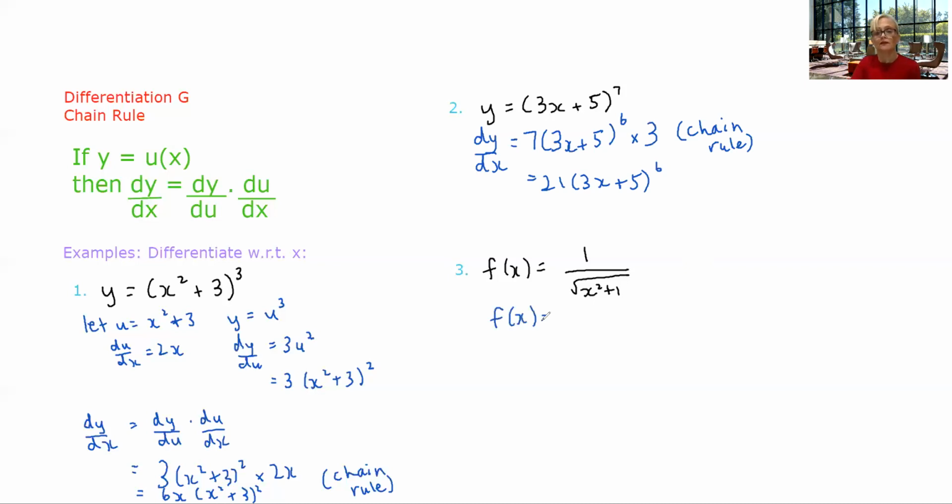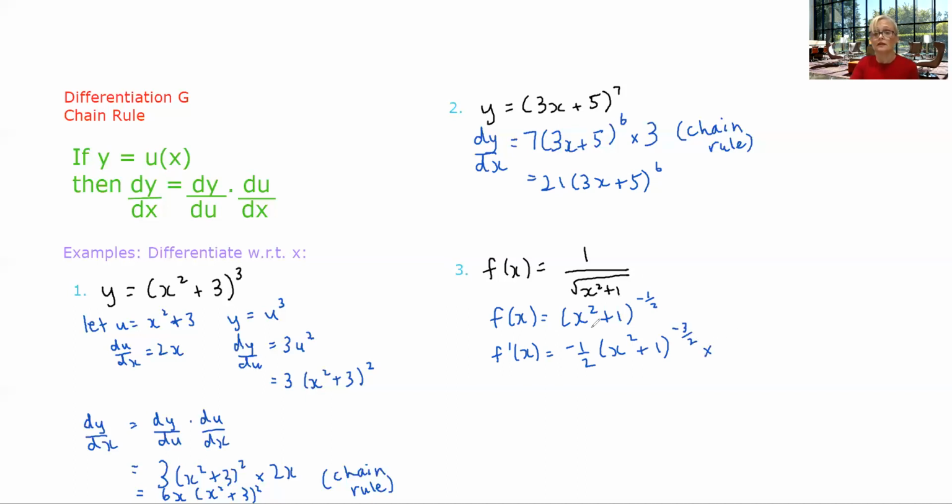Before we even do anything, just thinking back a couple of videos ago, we need to write this in index notation before we can differentiate it. So this is really x squared plus 1 to the negative 1/2. Negative 1/2 because it's the square root in the denominator. Okay, now f dash x, let's go. So negative 1/2, this business. Now we're going to decrease that by 1, so we get negative 3 on 2.